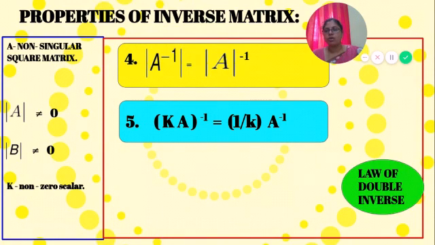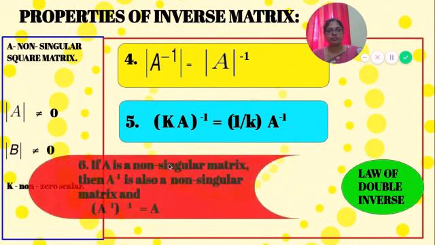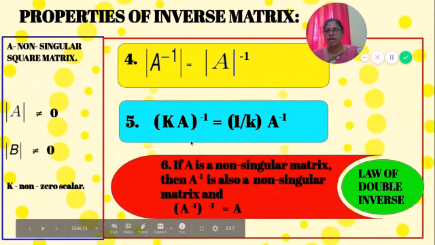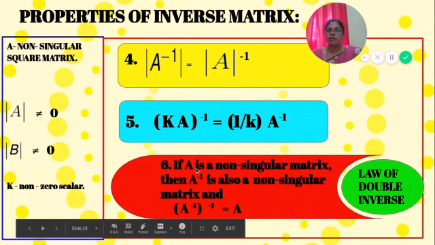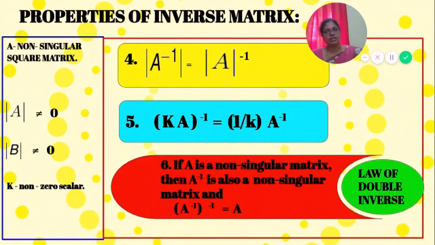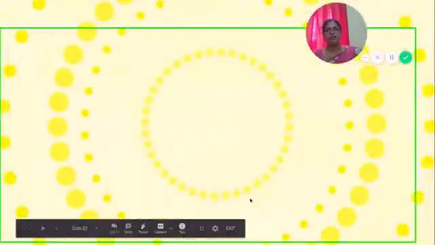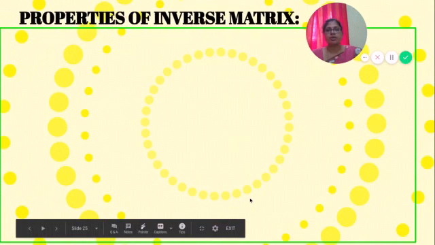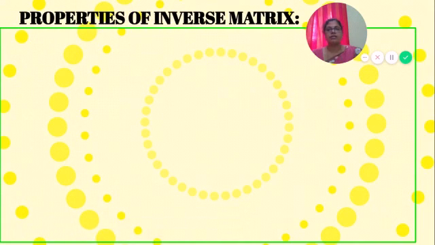Now we'll see the law of a double inverse. If A is a non-singular matrix, then A inverse is also a non-singular matrix, and also A inverse the whole inverse is equal to A. Now we'll see some more properties of inverse of a matrix.